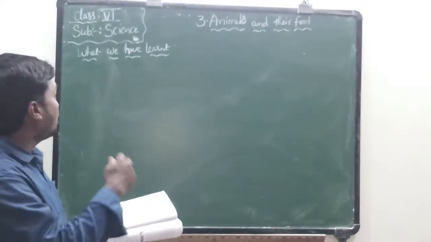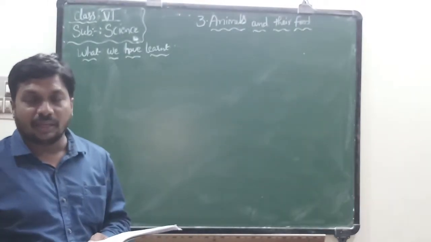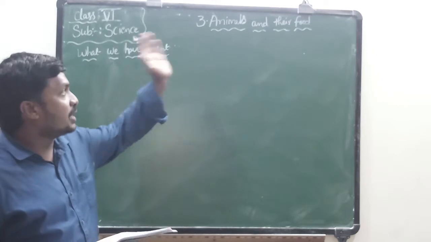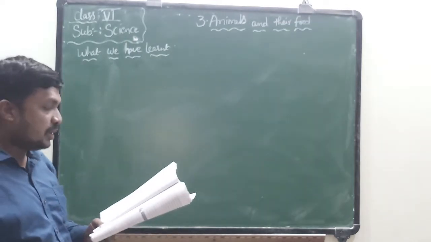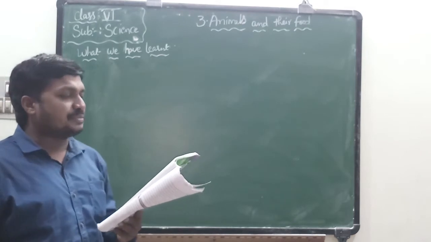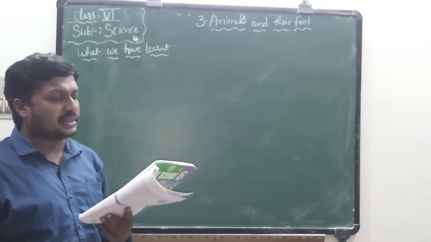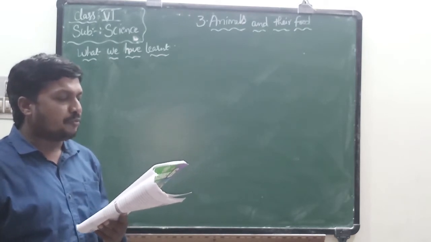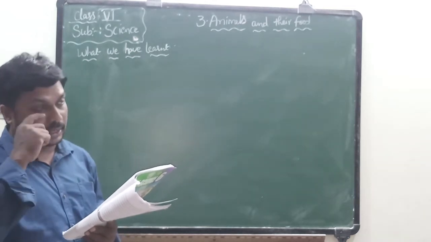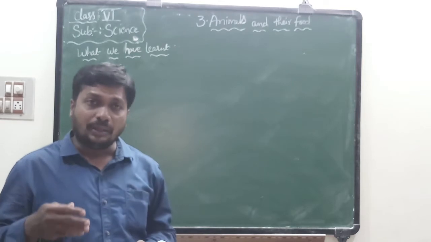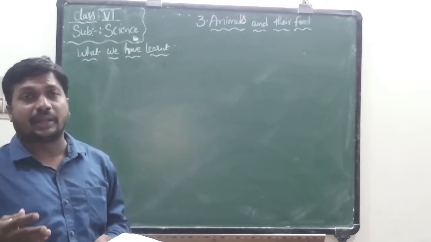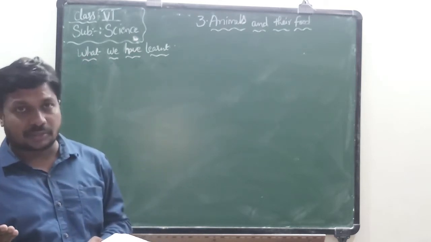I will explain what we have learned in this lesson, animals and their food. First, different types of animals that live in our surroundings have their own food habits: their way of taking food and the type of food taken. They may be herbivores, carnivores, or omnivores.